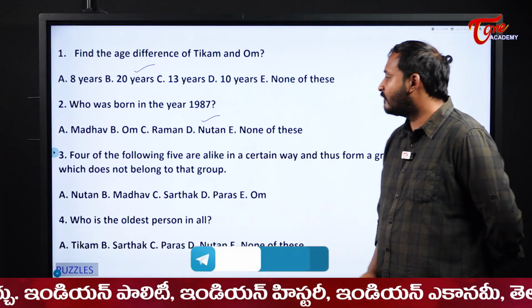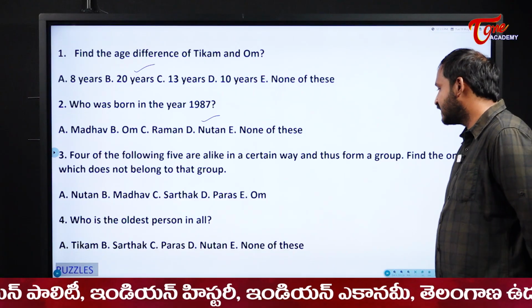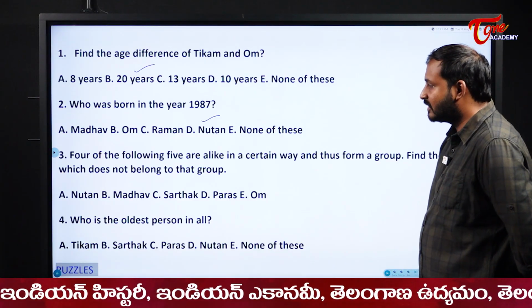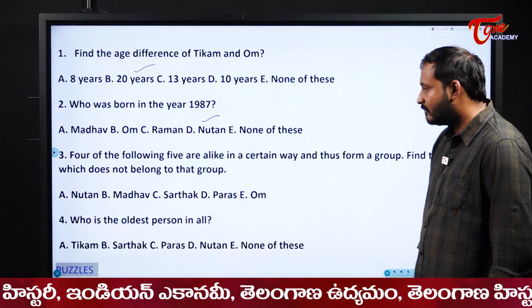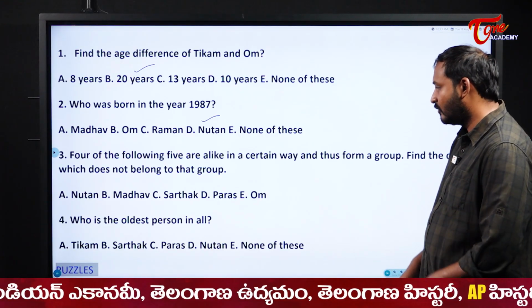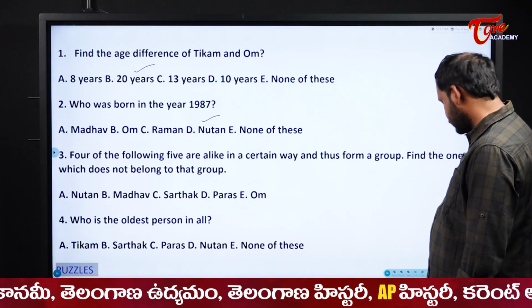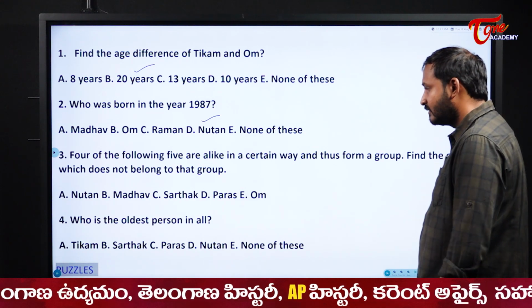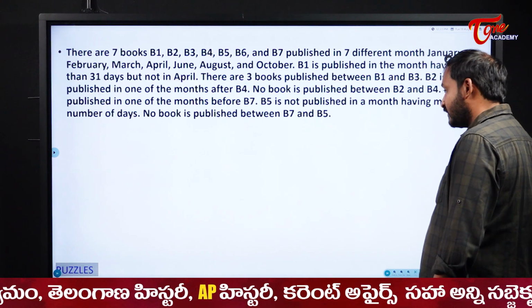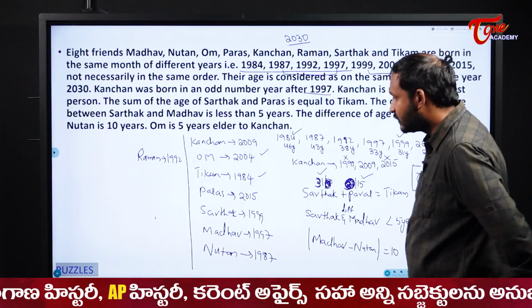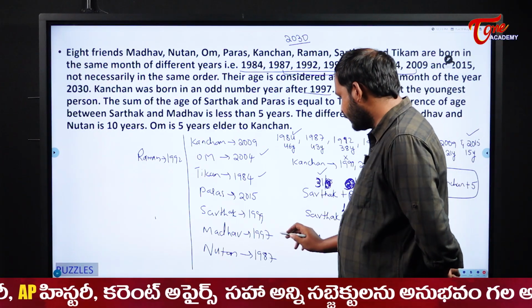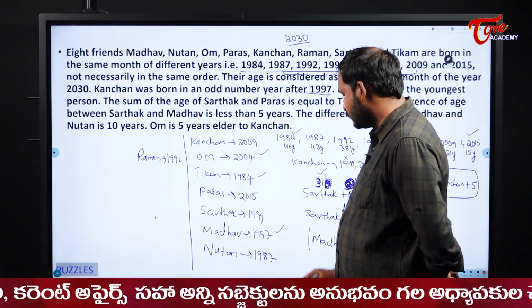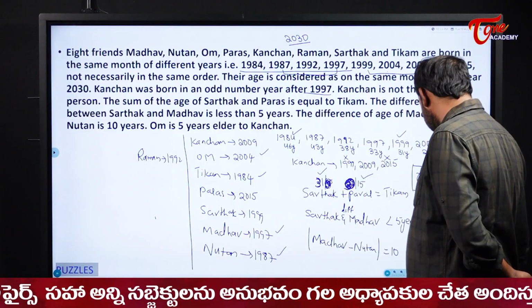Four of the following 5 are alike in a certain way and thus form a group. Find the one which does not belong to the group. Nutan, Madhav, Sardak, Paras, Om. Four are alike and one is different. Nutan, Madhav: what is the difference between them? Madhav in 1997, Nutan in 1987. Two odd years, right?